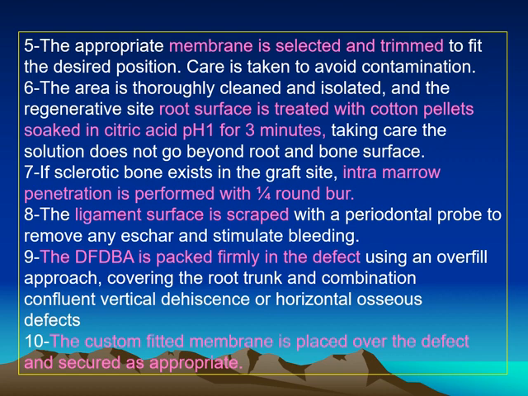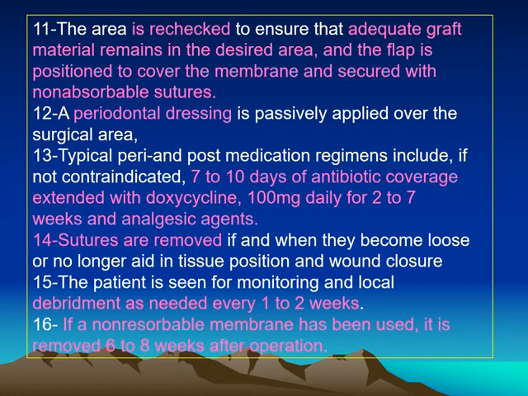The DFDBA is packed firmly in the defect using an overfill approach covering the root trunk and combination confluent, vertical dehiscence, or horizontal osseous defects. The custom-fitted membrane is placed over the defect and secured in place. The area is rechecked to ensure that adequate graft material remains in the desired area, and the flap is positioned to cover the membrane and secured with non-absorbable sutures. A periodontal dressing is passively applied over the surgical area.